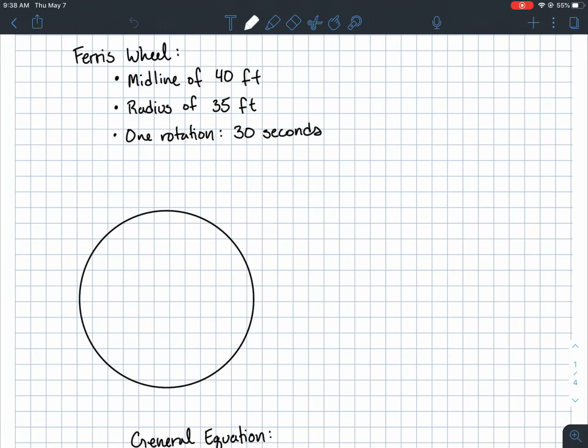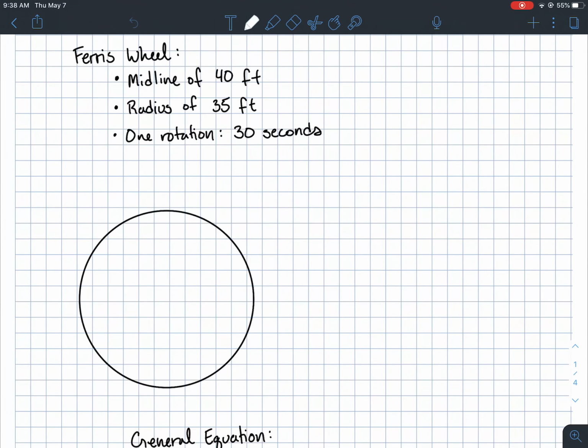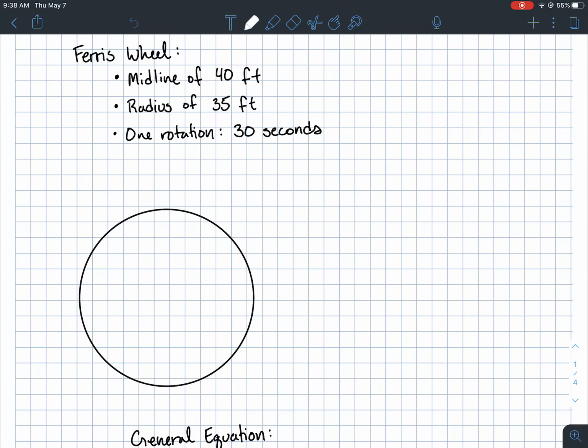Hello. I wanted to go over one giant problem that's very similar to what we've been working on today, just to give you guys a little bit of extra help or notes and see what kind of questions you guys are coming up with. So we're going to be looking at this Ferris wheel. It's got a midline of 40 feet, a radius of 35, and it makes one full rotation after 30 seconds.